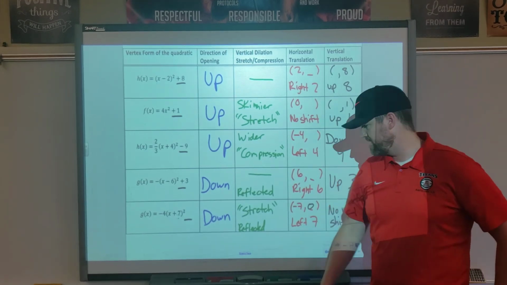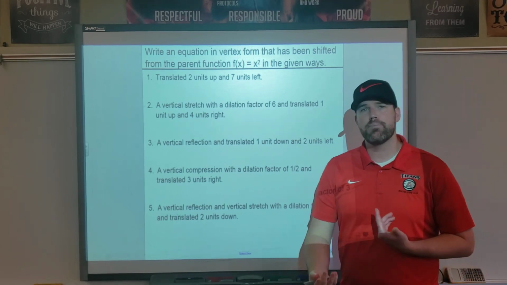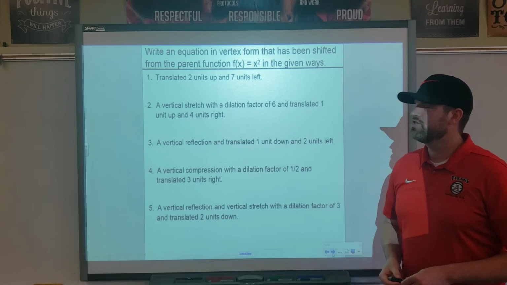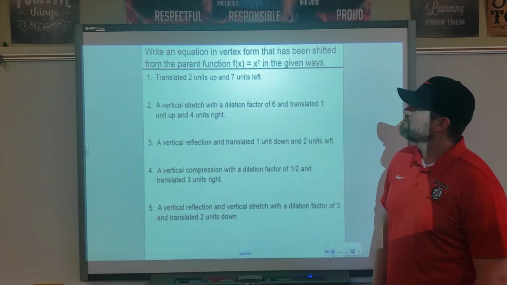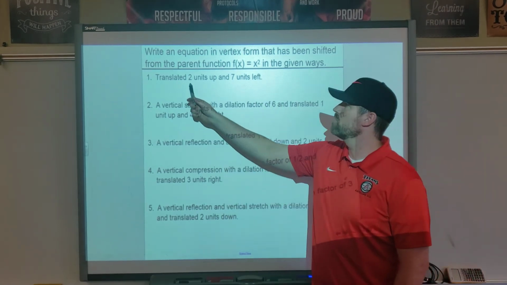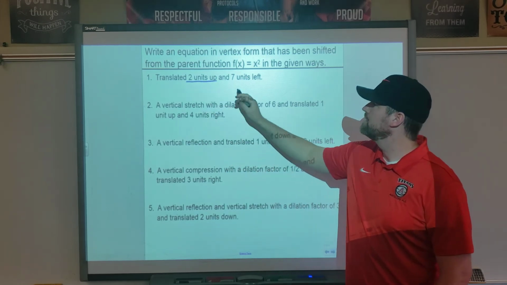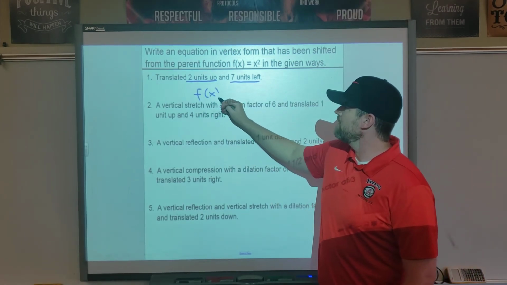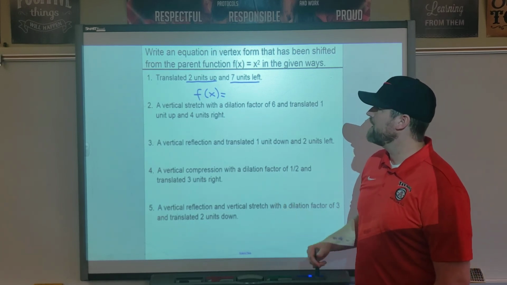All right, hopefully you're getting the hang of it. We've got one slide left, and this is basically the opposite of what we just did. It's taking some information and writing the equation in vertex form. So we're going to start with our parent function, x squared, and we're going to perform specific transformations to it. So I want to go 2 units up and 7 units left. Well, it didn't say anything about stretching or compressing or reflecting, so I'm not going to change my A value.